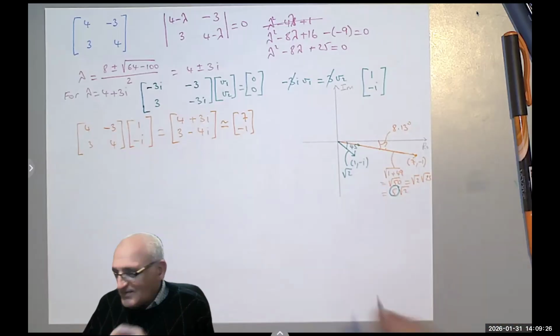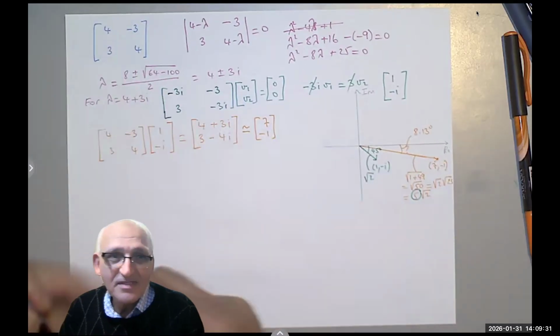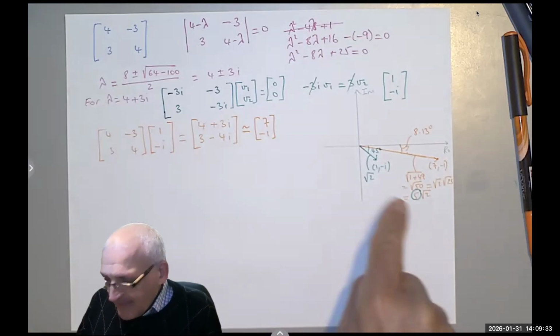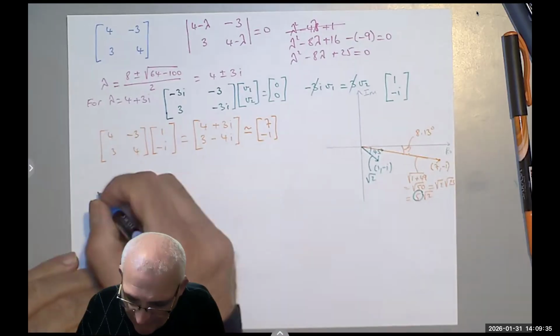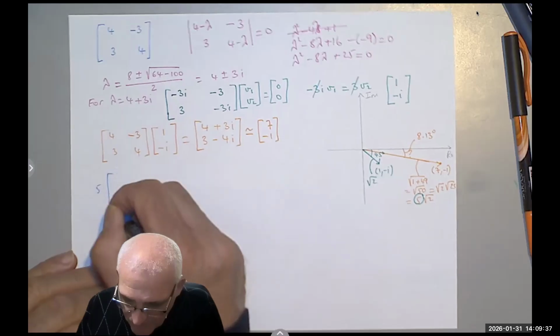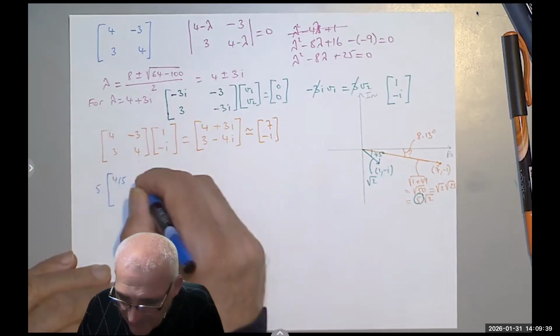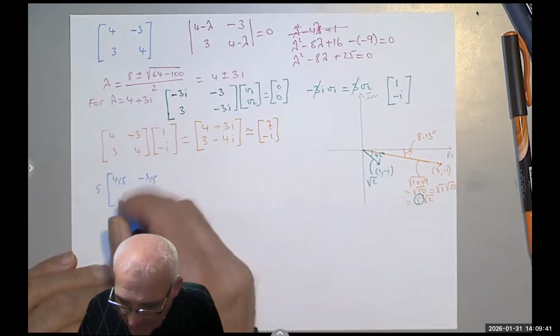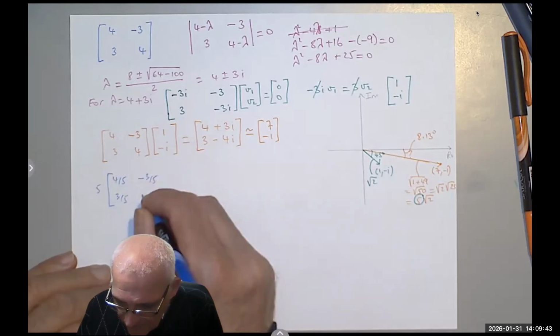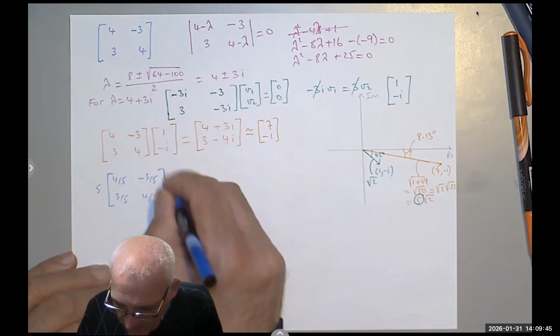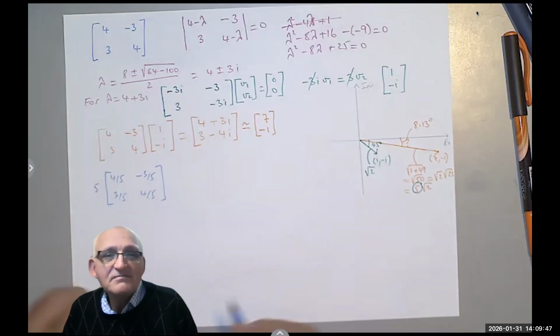Remember, in the beginning of the session, I told you this should remind you of something. Didn't we say the magnitude is 5? So let me take 5 out and write this as 4/5, negative 3/5, 3/5, 4/5. What is that?